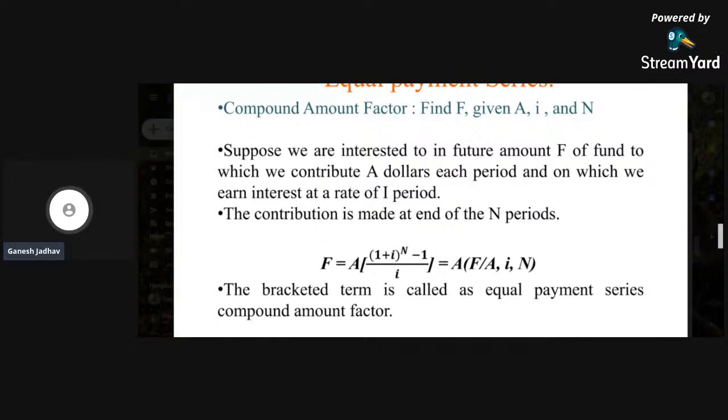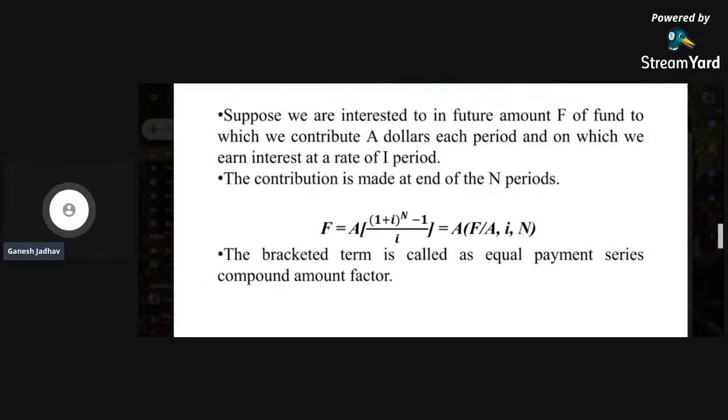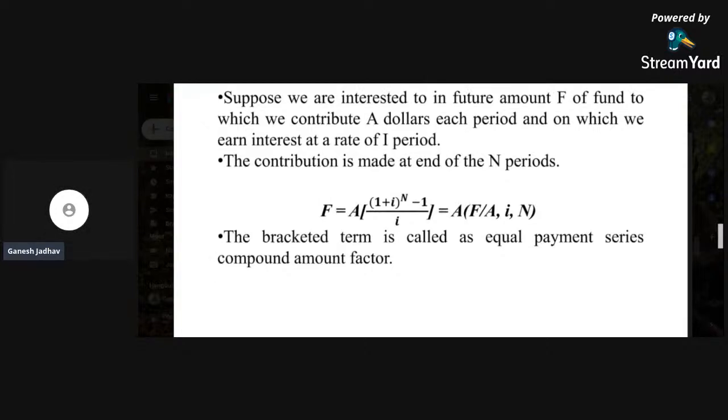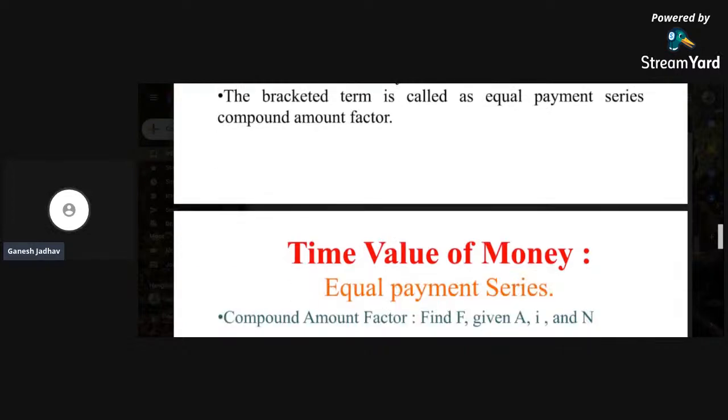You can calculate your future value: F is equal to A times the bracket (1 plus i) raised to n minus 1, divided by i. That factor is F divided by A, i and n. The bracketed term is called the equal payment series compound amount factor. So you can calculate your equal payment series also by using this compound amount factor.